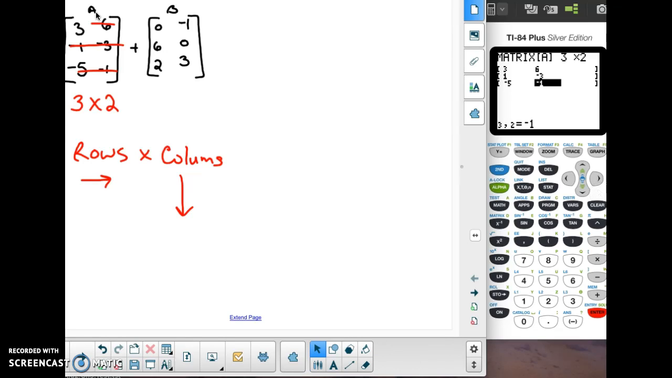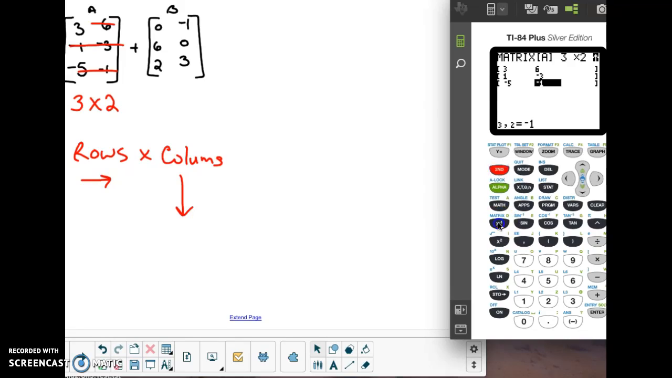So then I go back to my second matrix, and this time I'm going to edit 2 for the B. It's the same size, 3 rows by 2 columns. And I need to enter those really quick. 0, -1, 6, 0, 2, 3. And then I'm going to quit, second quit. I don't know if you have to, I just always do.